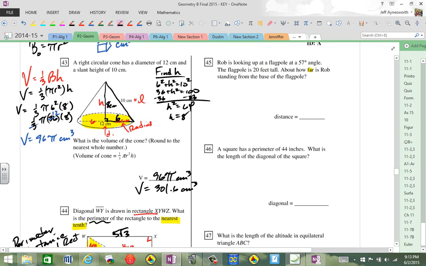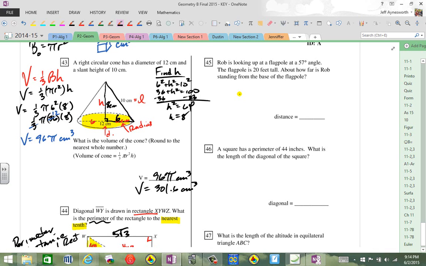All right, now next one, 45. Rob's looking up at the flagpole at a 57-degree angle. The flagpole is 20 feet tall. About how far is Rob standing from the base of the flagpole? This doesn't give his height. So this is not a very good problem the way it's written here, because he's obviously above the ground, so the height has to be taken into consideration.